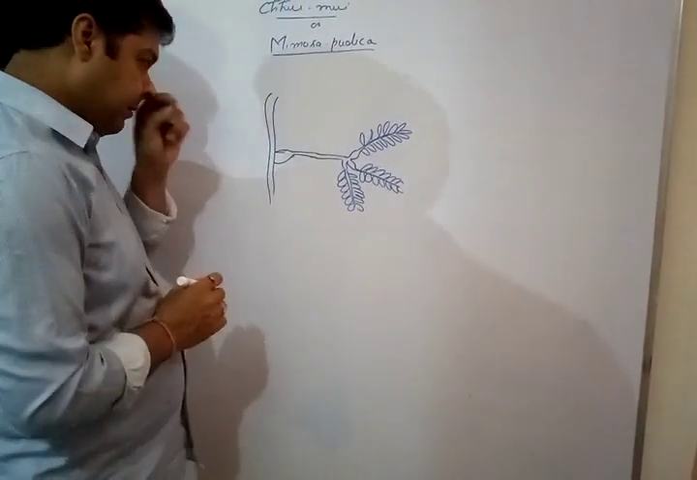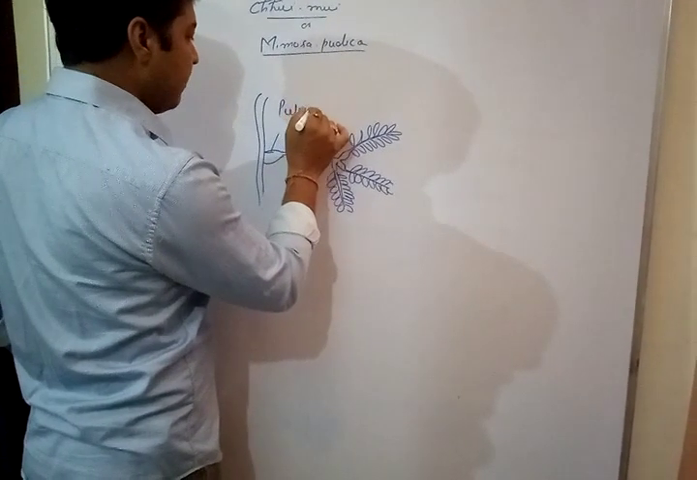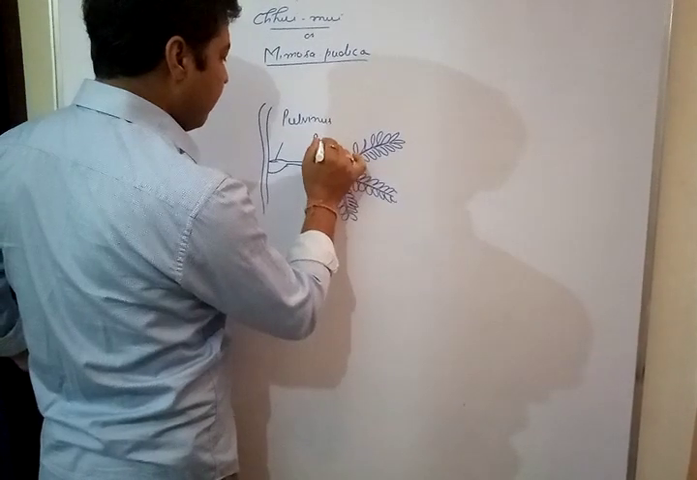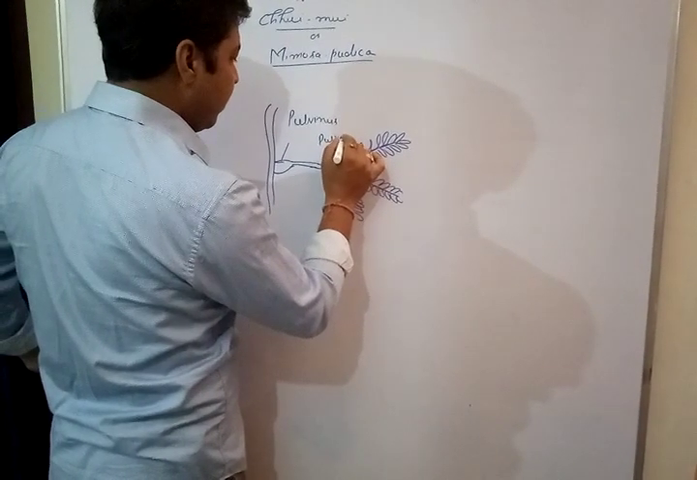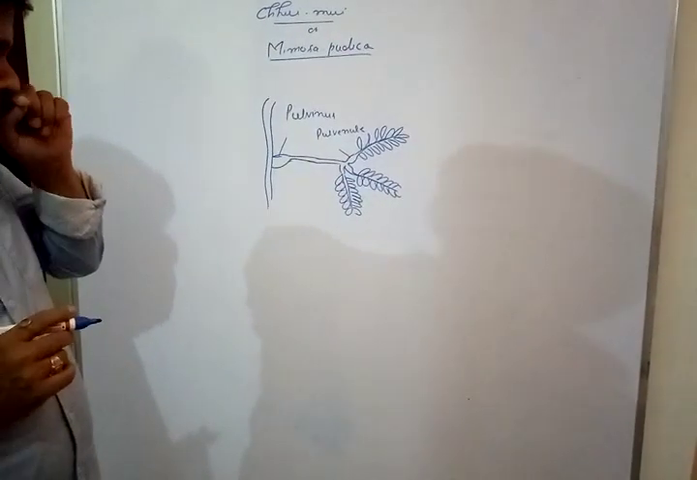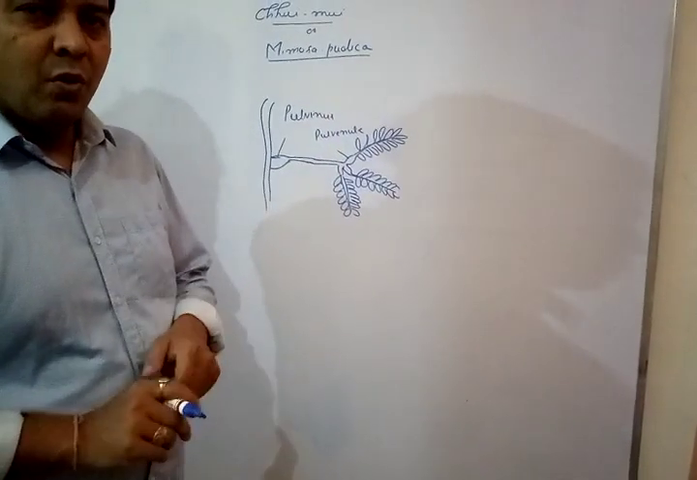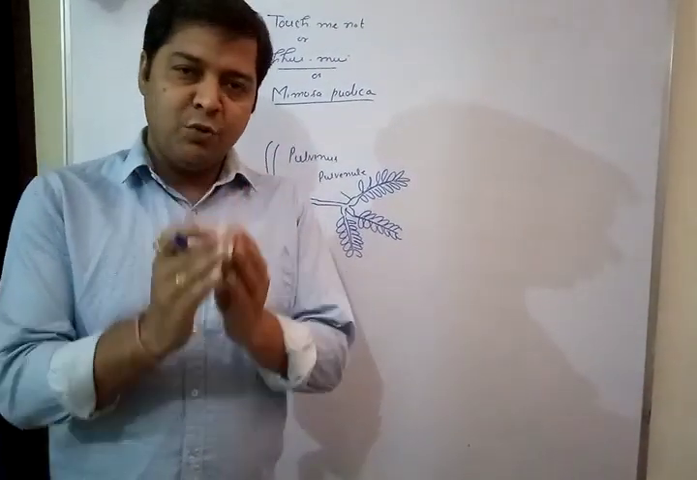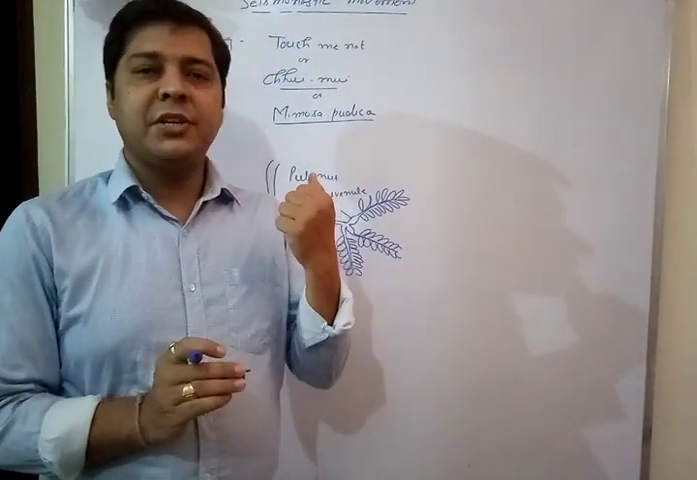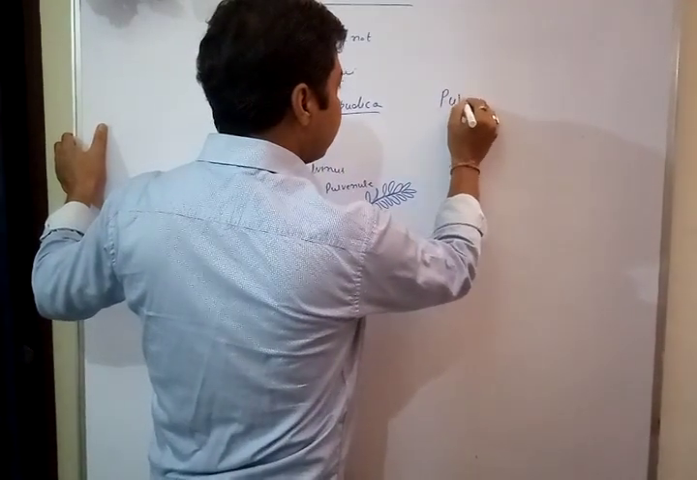For example, this is called pulvinus, and this is called pulvinule. Now what happens when somebody tries to touch the leaves? All the cytoplasmic fluids, including water, start moving backward. So this pulvinus plays a very important role.